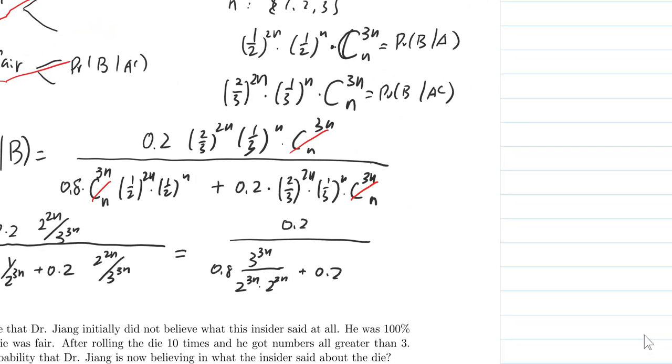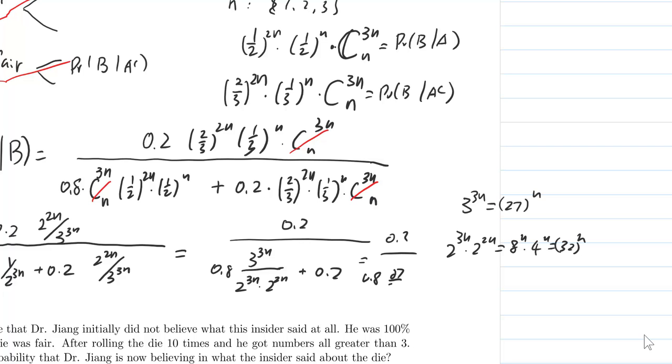Now let's try to compute what 3 to the 3n is. This is really 27 to the n, because it's 3 cubed. And then at the bottom, 2 to the 3n times 2 to the 2n is 8 to the n times 4 to the n, so it's 32 to the n. Then we see this is 0.2 over 0.8 times 27 over 32 to the n, plus 0.2. So that's what we have.